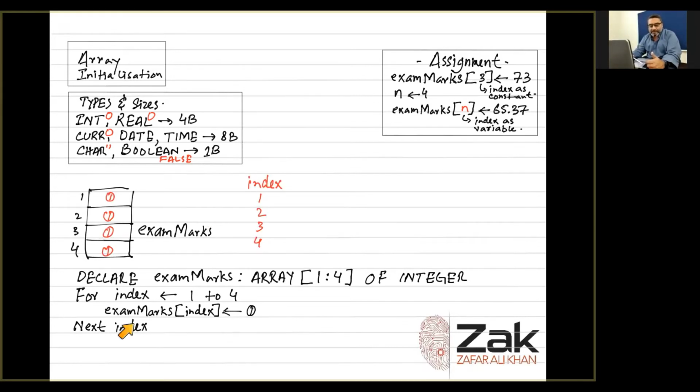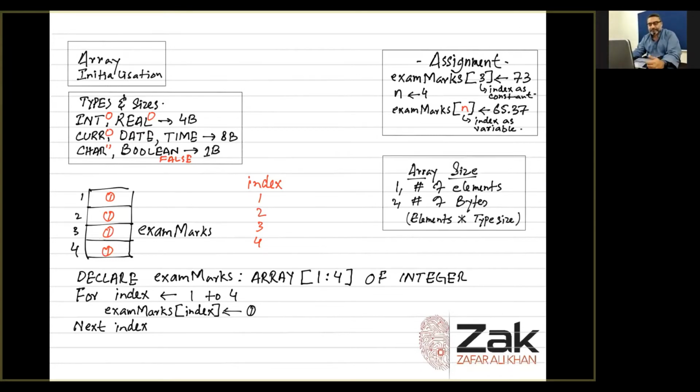So what is happening? When index is 1, element 1, which is exam marks 1, will become 0. When index is 2, in the second loop, this location will become 0. When index is 3, this location becomes 0. When index is 4, this location becomes 0. So that is how, when this whole loop ends, the whole array is initialized to 0. That is initialization of a single dimension array.